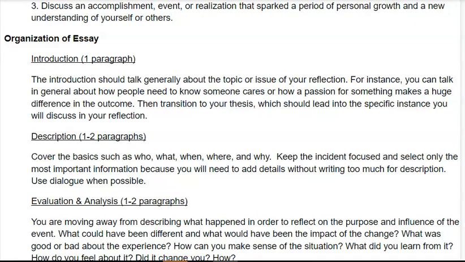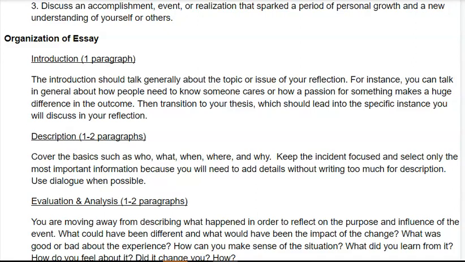For instance, you can talk in general about how people need to know someone cares, or how a passion for something makes a huge difference. Or other things could be, everyone faces difficulties, but it's how you deal with it. So you can talk about difficulties, you can talk about accomplishments, just talk in general about the topic. Then you're going to transition to your thesis. The thesis is going to lead into the specific instance you will discuss in your reflection. So you're not actually bringing up the specific instance, the specific moment, until you get to the thesis.